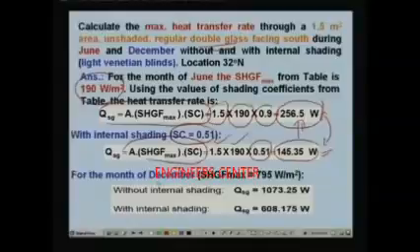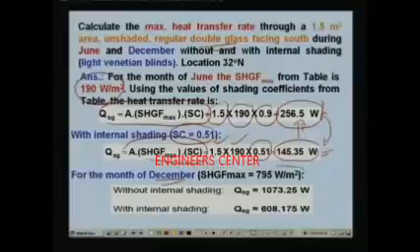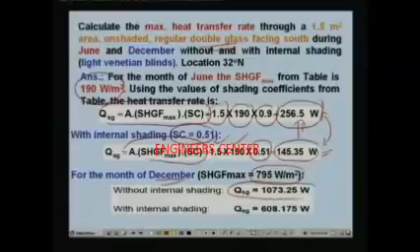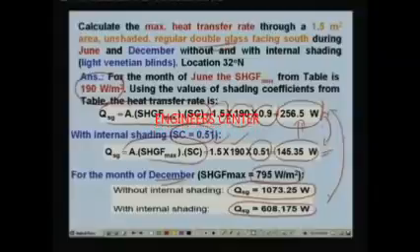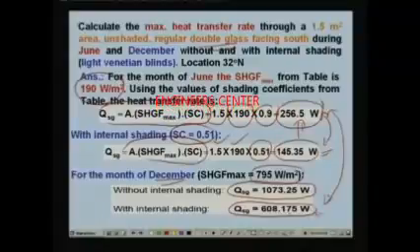And if you do the same thing for December, you find that the SHGF max for December is 795 watt per meter square. Without internal shading QSG is 1073.25 watts, with internal shading this is 608.175 watt. Again you can see here that because this is a south facing glass, the energy transmitted during summer is much less, whereas it is much higher during winter. Obviously during winter you should not use any internal shading because you want this, whereas during summer you should use internal shading because you do not want this.